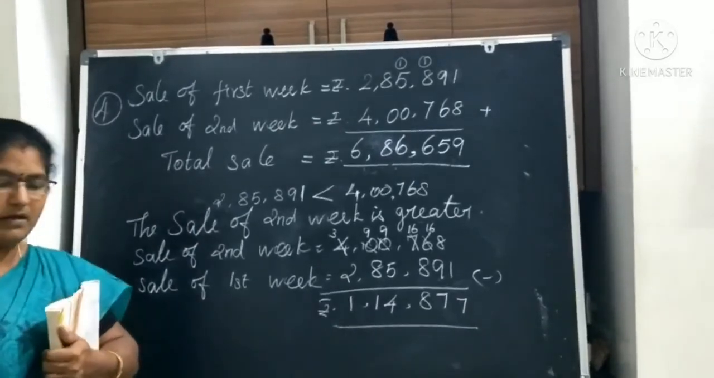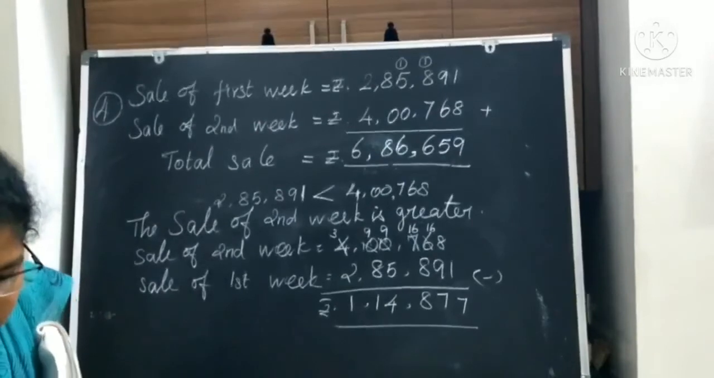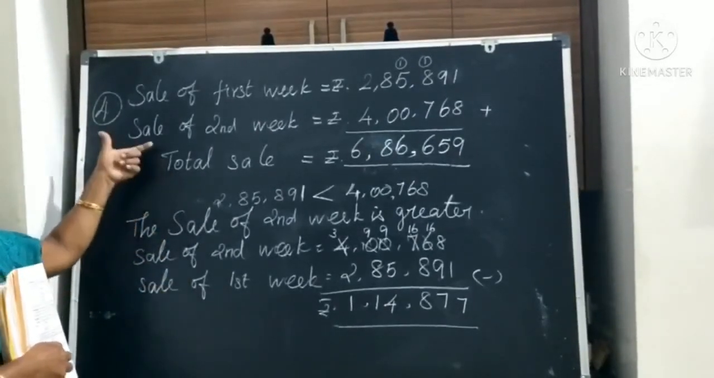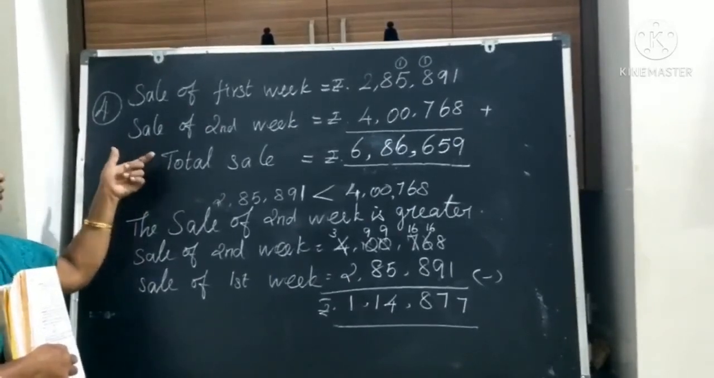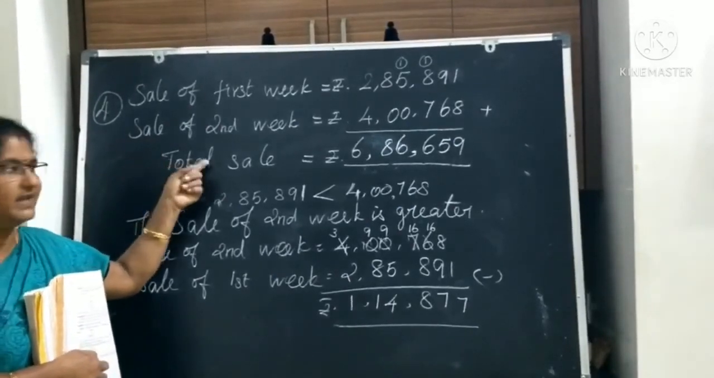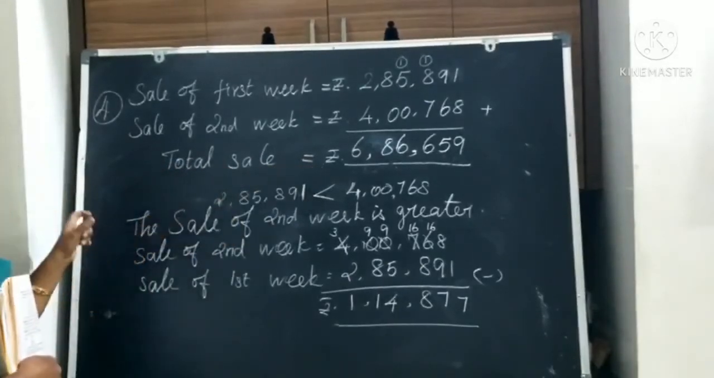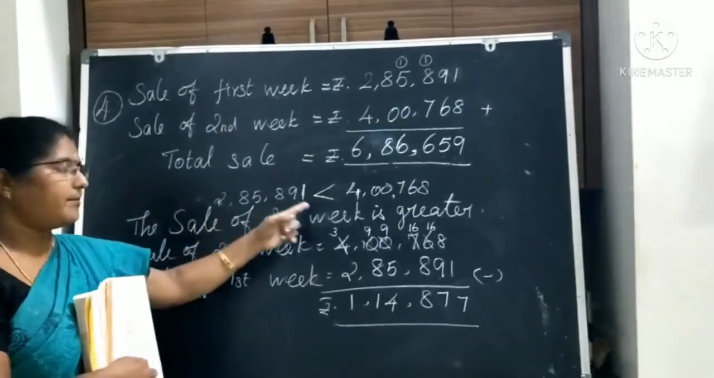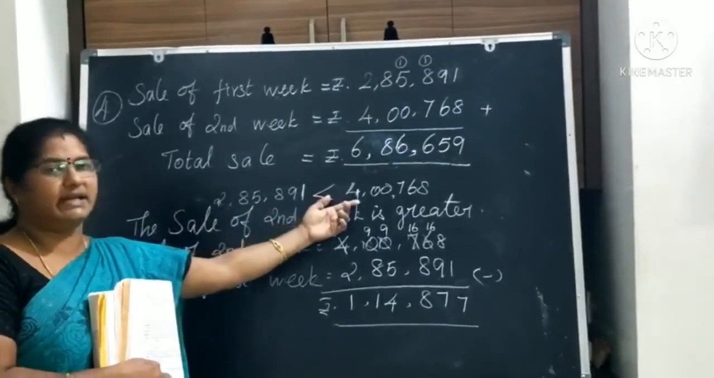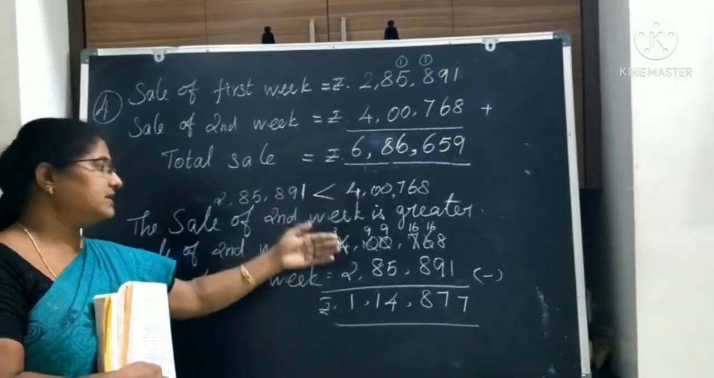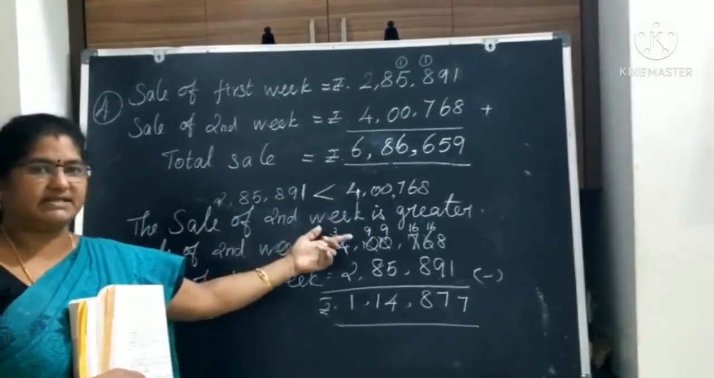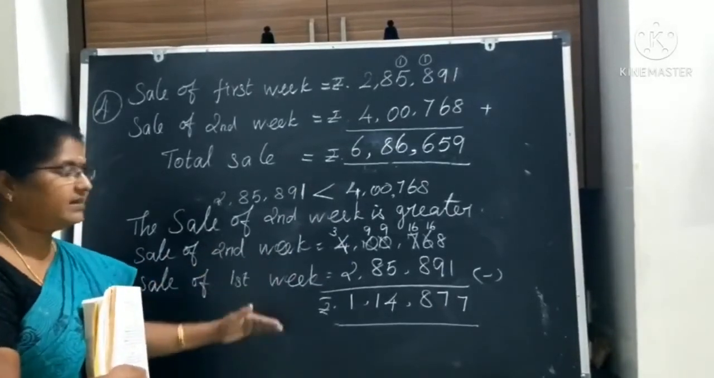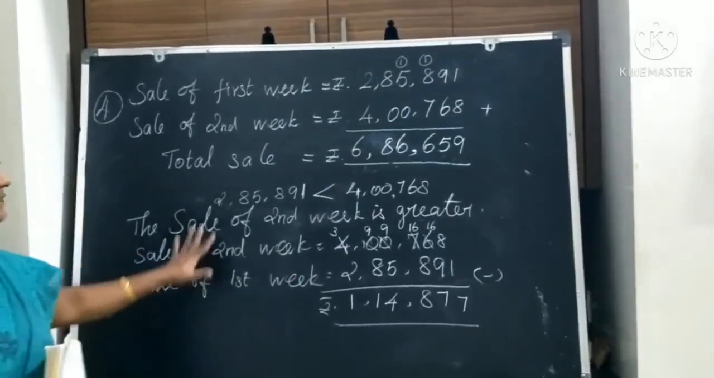Okay? Understand? So here there are 3 questions. The sale of 2 weeks is given. Together, what is the total sale of the 2 weeks? So we add. Next, in which week they get greater sale? So we have to compare these two. The second week is the greater amount. So the sale of second week is greater. Then by how much greater? So we have to subtract. Understand? Write down this question neatly.